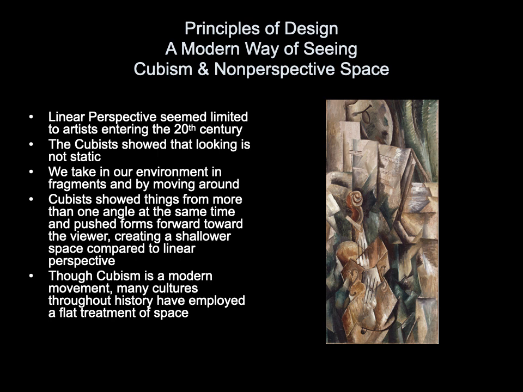Linear perspective seemed limited to artists entering the 20th century. The cubists looked at space and knew that things are fluid in any type of painting, and the forms are being illuminated by the sun and light as they move in space. So in order to show time, space, and the relativity of things as they are affected by their atmosphere, they came up with a way of seeing that is cubist. It's a modern movement.